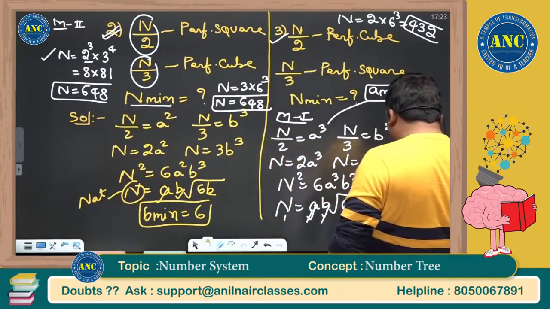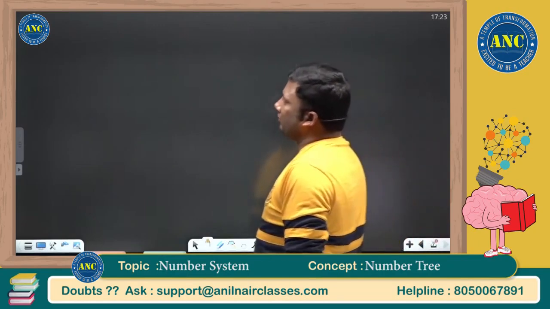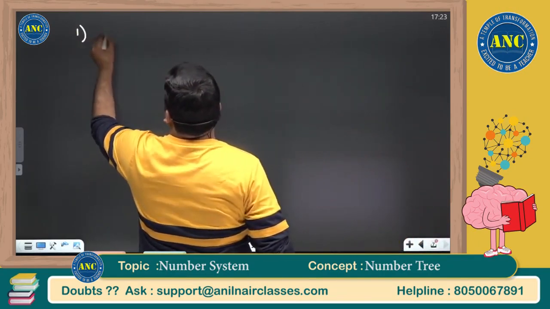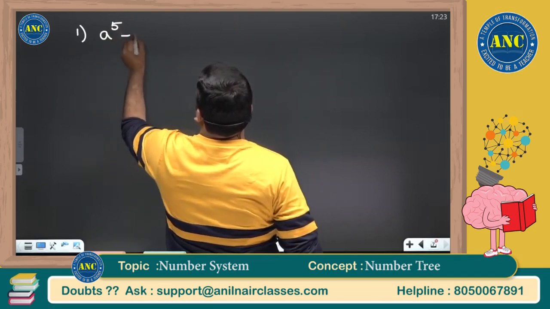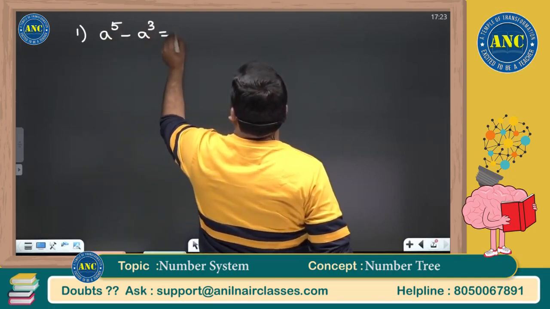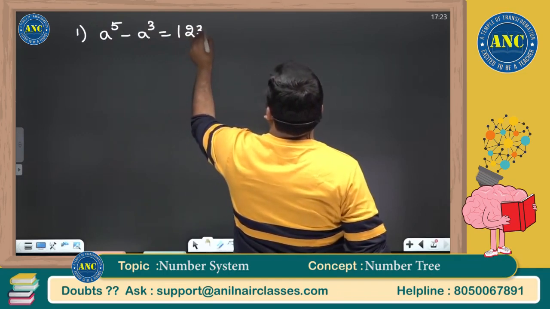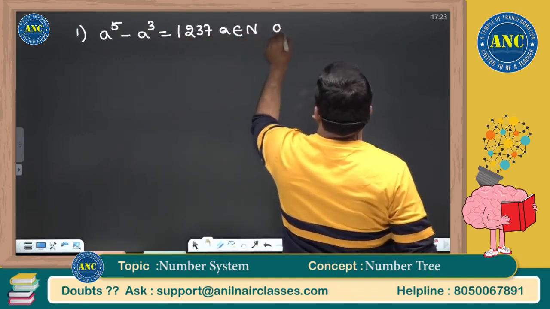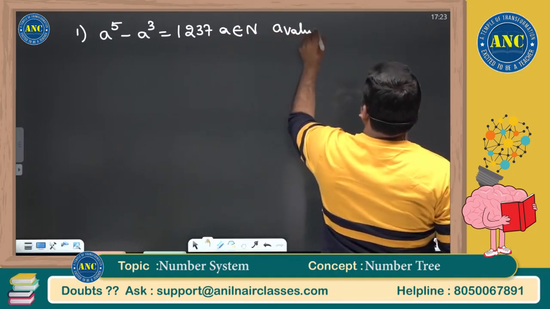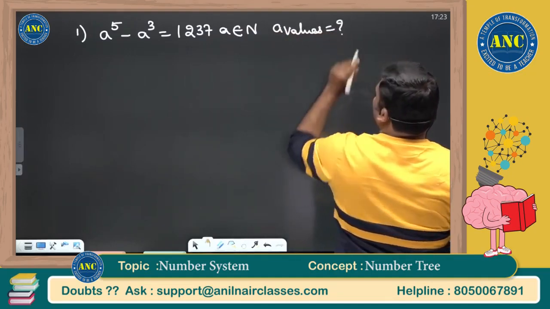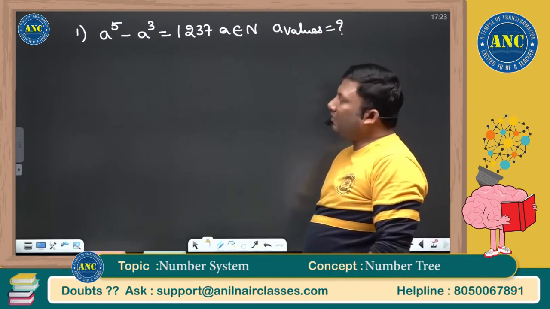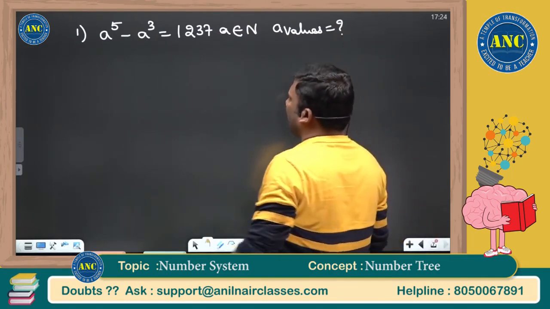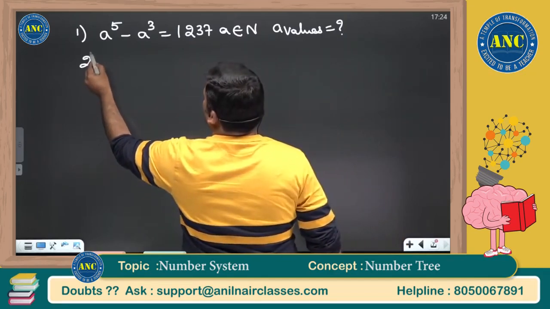Next one, please write down the next question. Third one, please write down all these questions. A power 5 minus a power 3 equivalent to 1, 2, 3, 7. A is a natural number. How many values will A take? A power 5 minus a power 3 equivalent to 1, 2, 3, 7. A is a natural number. How many values will A take?